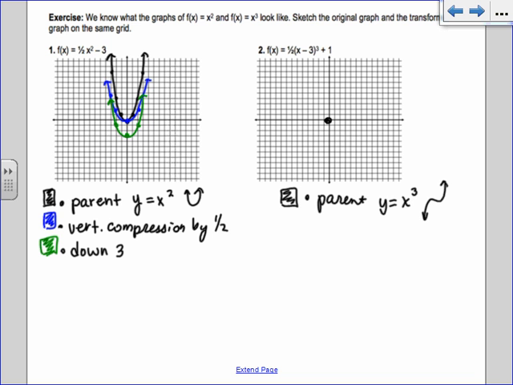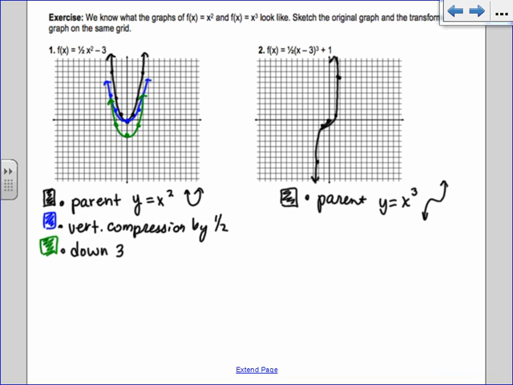So it goes through 0, 0. It goes through 1, 1, and -1, -1, and then 2, 8. So it shoots up pretty quickly. I get something like that. My little machine's not calibrated correctly, so I'm a little off. It's hard to graph.